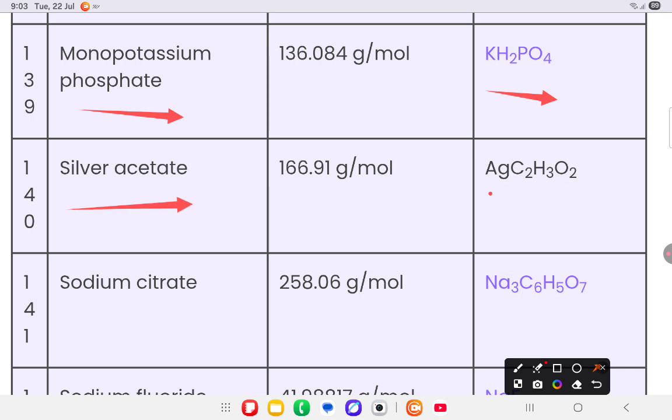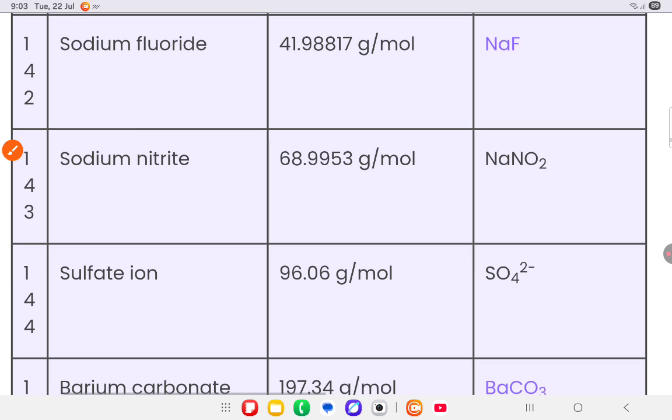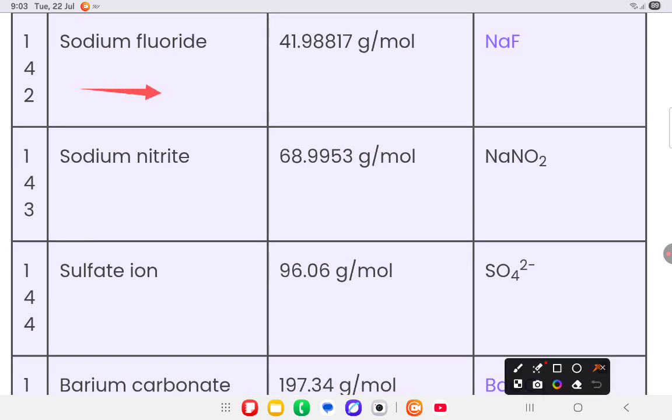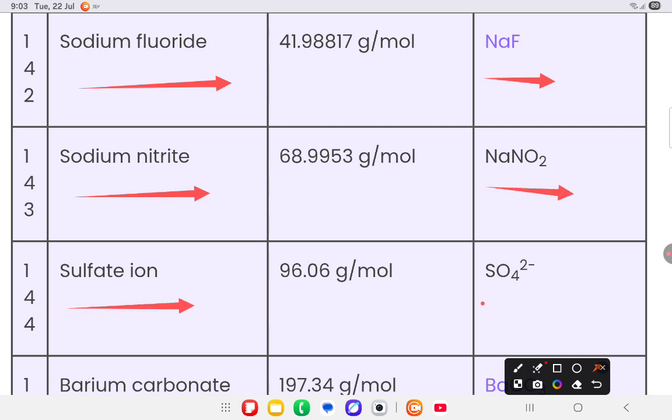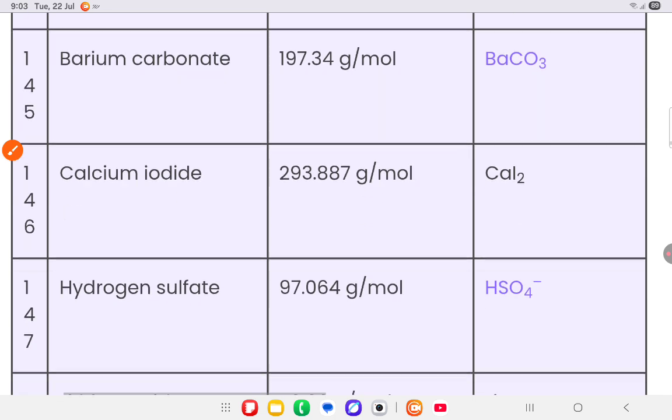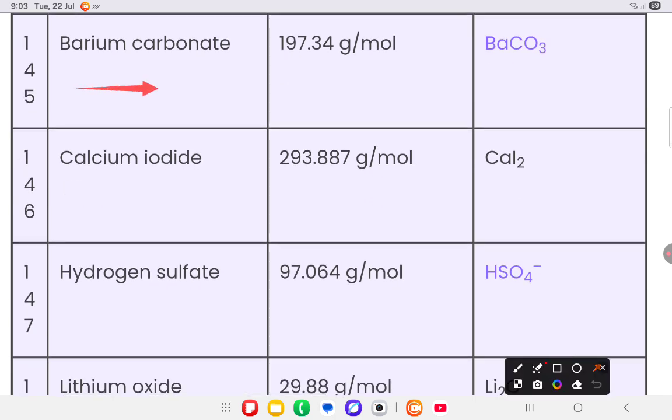Silver acetate AgC2H3O2. Sodium citrate Na3C6H5O7. Sodium fluoride NaF. Sodium nitrite NaNO2. Sulfate ion, okay, SO4 2 minus. Barium carbonate, that is BaCO3.